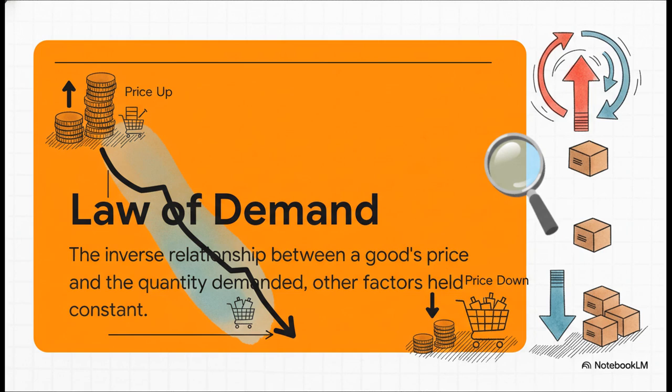I mean, just think about it. If your favorite pizza spot suddenly has a half-price sale, what are you going to do? You're probably way more likely to grab a second one, right? But if they doubled their prices tomorrow, yeah, you might just decide to stay home. That really simple idea, that inverse relationship, is the absolute heart of the law of demand.